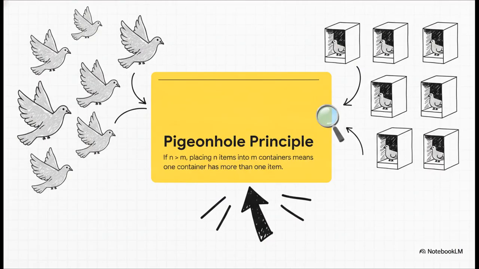So the formal definition of the pigeonhole principle goes like this. If n items are put into m containers, and n is strictly greater than m, then at least one container must contain more than one item. Now that n greater than m part, that is the absolutely unbreakable mathematical foundation of this entire concept. You literally cannot defy it.